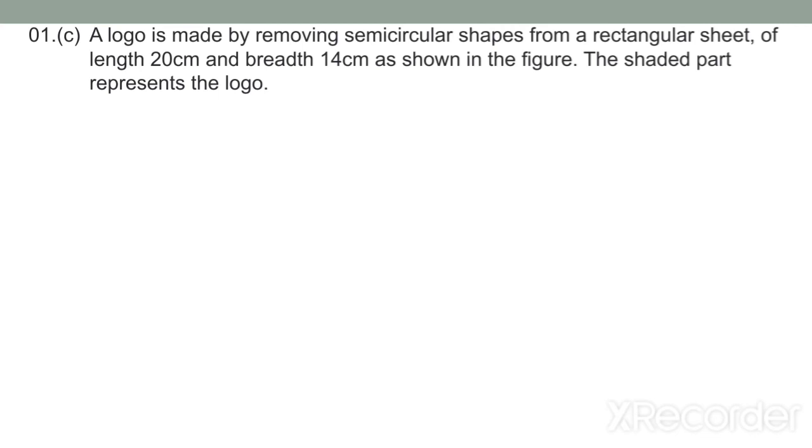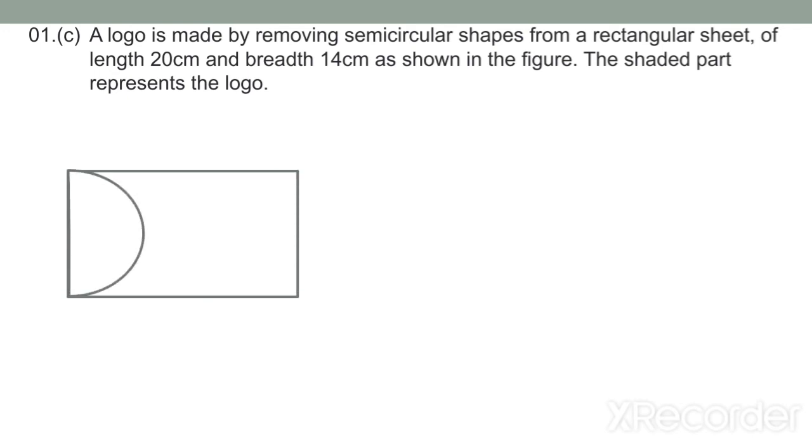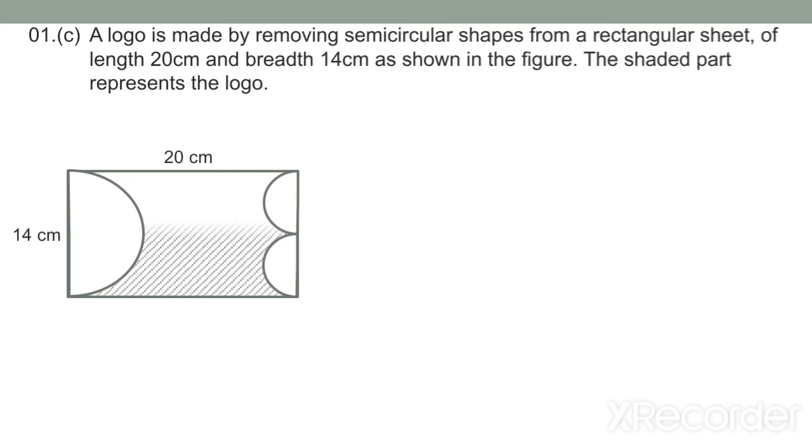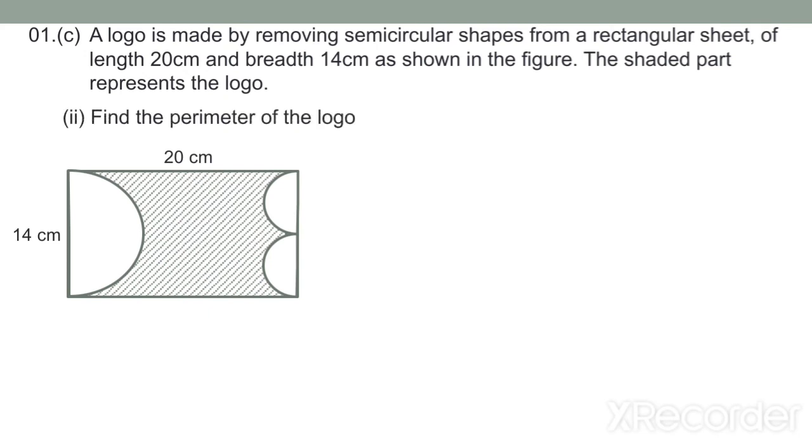A logo is made by removing semicircular shapes from a rectangular sheet of length 20 cm and breadth 14 cm as shown in the figure. The shaded part represents the logo. Here I have drawn the logo. 20 cm length, 14 cm breadth. Now the shaded part is the logo. For this question, they have asked you to find the perimeter of the logo.